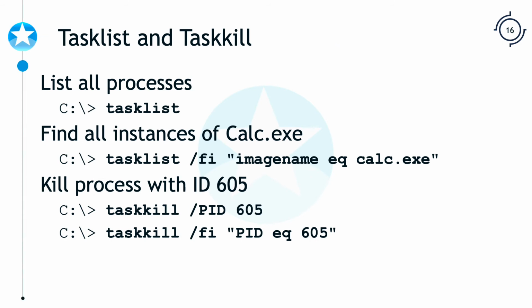To list processes, I'm going to use tasklist. To find all instances of a specific process by name, I can use tasklist /fi "imagename eq calc.exe". This is, of course, going to find all my calculators. Of course, I have to wrap this in quotes because of the spaces. If I want to kill by process ID, I can use taskkill and then /PID, that stands for process ID, and then the associated process ID. Or I could say "pid eq" and use the /fi for my filter.